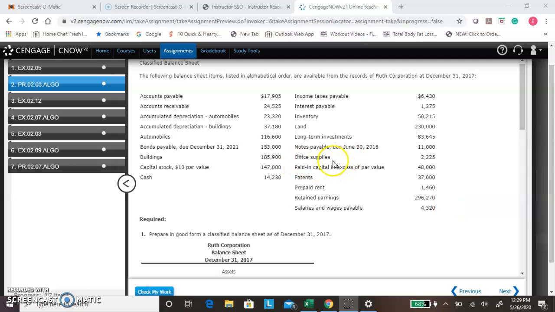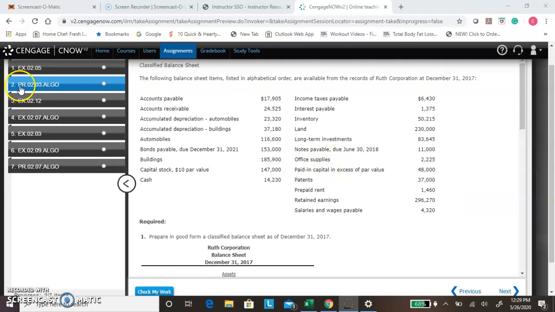Okay, this is chapter 2, and I'm doing problem 2-3, and it's algorithmic, so you're going to have something similar with just some different numbers. But I wanted to talk to you about the different accounts and sort of where they go.